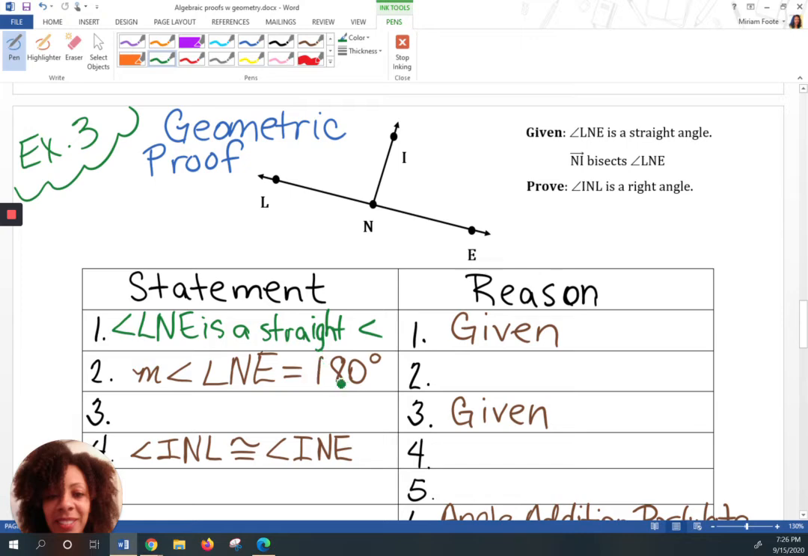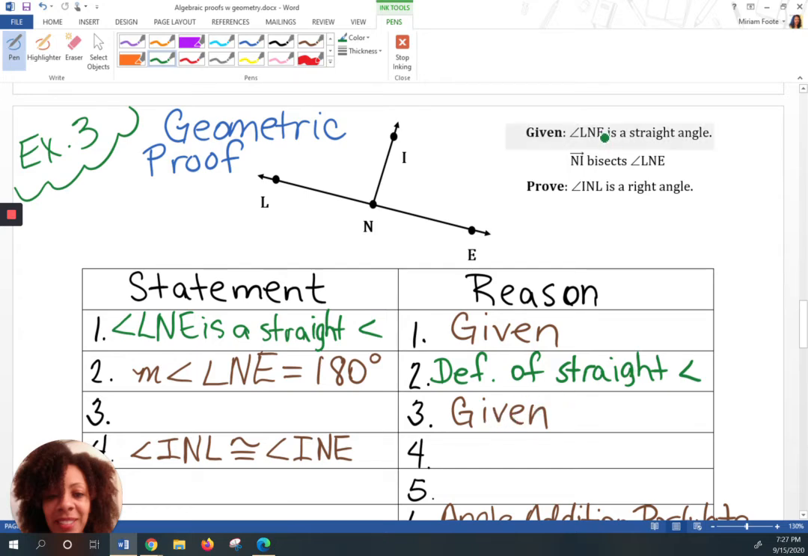Why is that true? Well, there's something called the definition of straight angles. So the definition of straight angles tells me that that line, if it's a line, is going to equal 180 degrees. Definition of straight angle. Okay, now if I look at my reason, it says given.